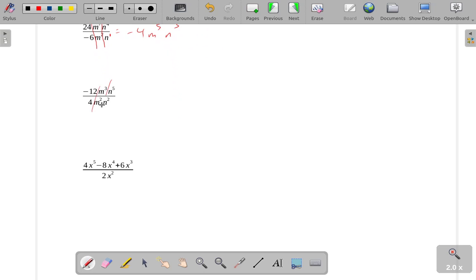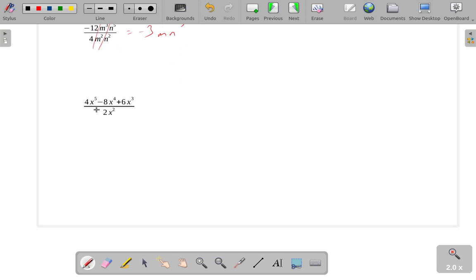Alright, on this one, we have negative 12 over 4. That's going to be negative 3. M cubed over m squared. 3 minus 2 is 1, so this would be m. Really, it's m to the 1, but you would probably just write that as m. And n to the 5th over n squared. 5 minus 2 is 3. We get n cubed.